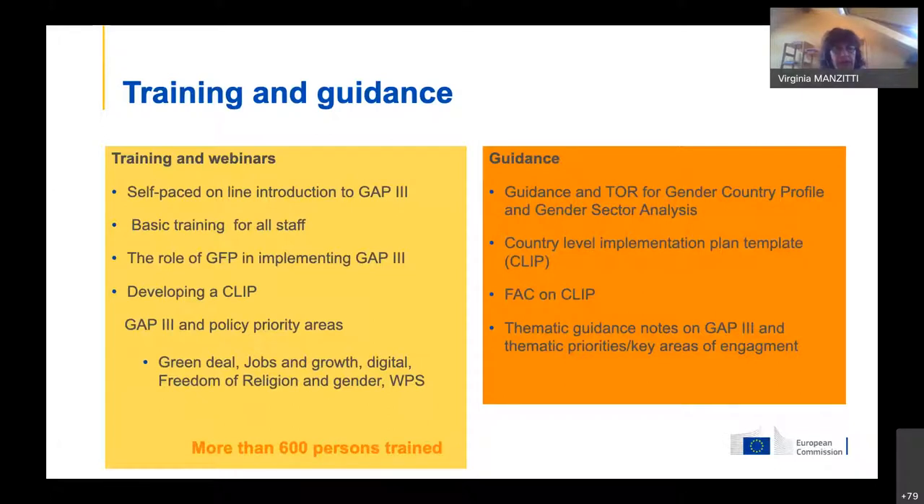We received a lot of attention. So we had hundreds of gender focal persons following it. And we are delivering on thematic training. So besides webinars, we have already trained 600 persons. We have developed some guidance, and I think that the CLIP is now what is on our radar, really, to support CLIP development, but also thematic guidance. And we see, I would say, a lot of interest from gender focal persons from delegations.